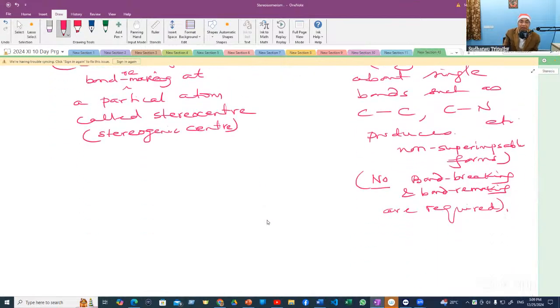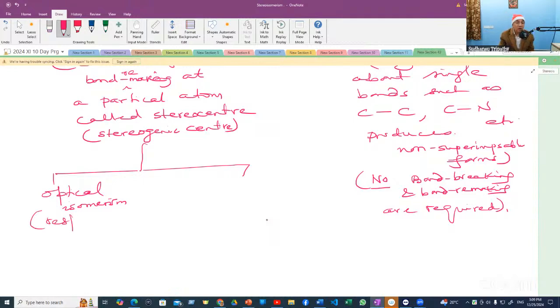Again, configurational has two aspects. One aspect is pertaining to optical activity, optical isomerism. Why the name is given like that? They respond to plane polarized light. I will talk about plane polarized light in detail after some time. I'm writing in short, respond to PPL. They are optical isomers. And some that do not respond to PPL.